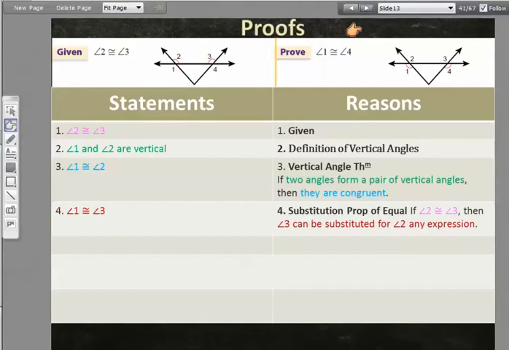Now watch this. Substitution property of equality. If angle 2 is congruent to angle 3, matches my previous statement 1, then angle 3 can be substituted for angle 2 in any expression. And that's what we did right here. Now, if you had done this proof for a test and you had put transitive property there, I would have agreed. I would have agreed a lot. But both of them are going to work for this one.